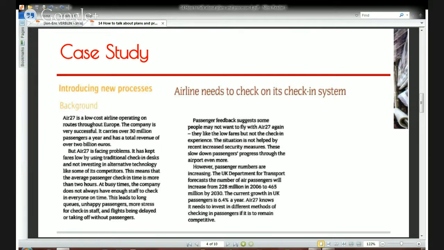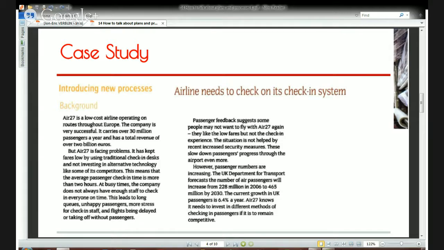Okay. Air 27 is a low-cost airline operating on routes throughout Europe. The company is very successful. It carries over 30 million passengers a year and has a total revenue of over 2 billion euros. But Air 27 is facing problems.